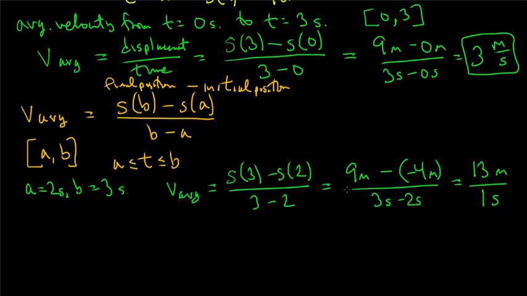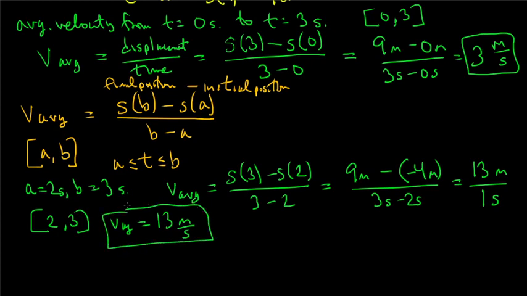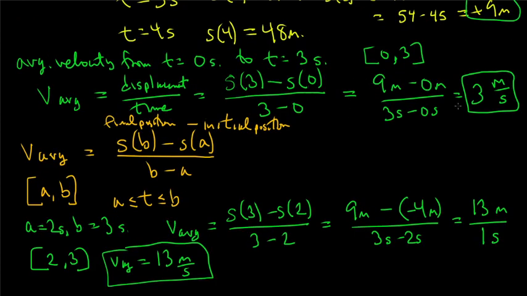So the average velocity on this interval from 2 to 3 seconds is 13 meters per second. You'll notice that's actually faster than from 0 to 3 seconds.